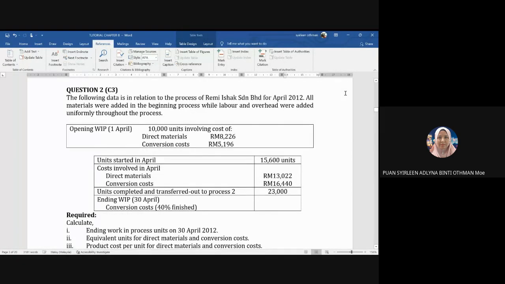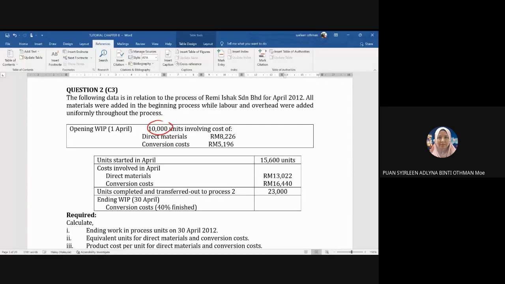Okay, soalan 2. Dia dah bagi opening WIP. This is beginning units. This 10,000. Lepas tu dia dah bagi awak costing untuk direct materials and conversion cost. Okay, the unit started is 15,600.